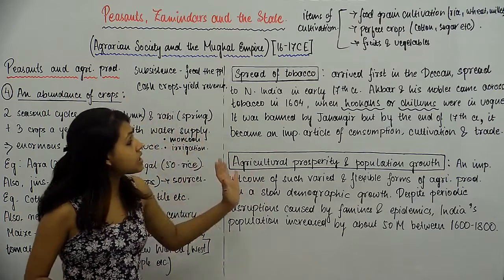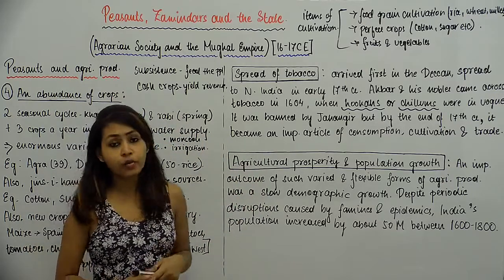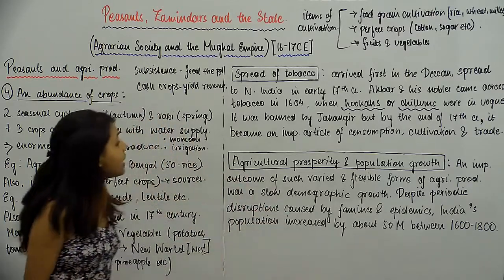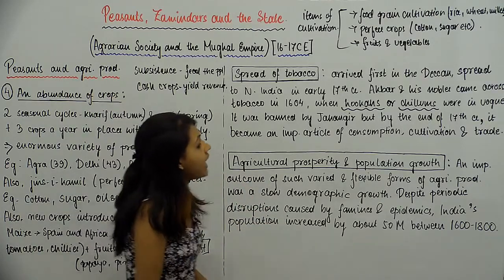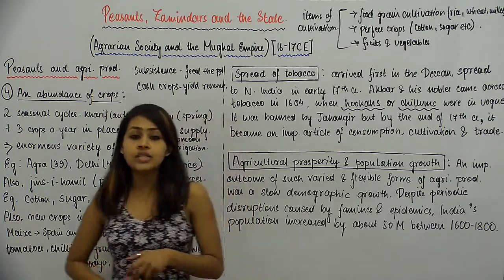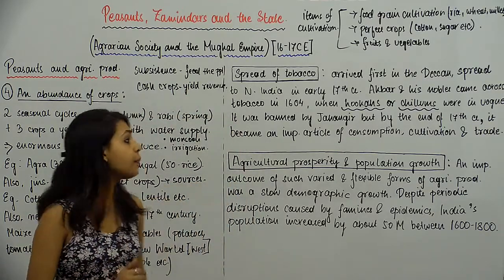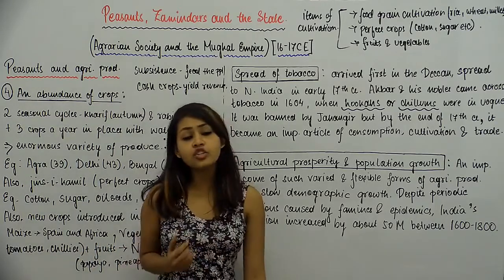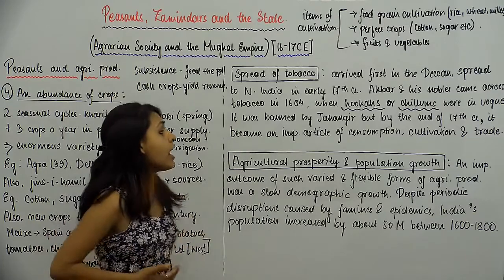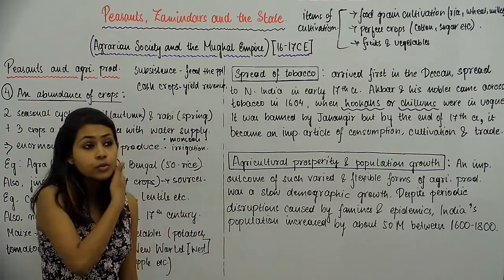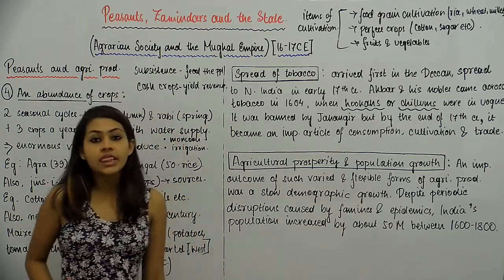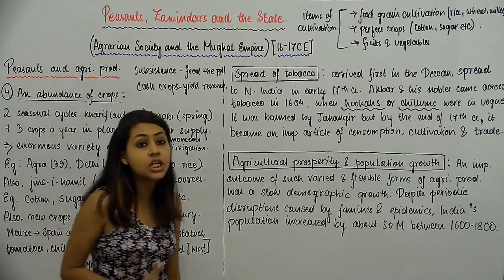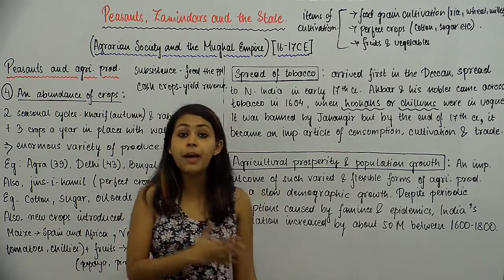So Akbar and his nobles came across tobacco in 1604 when people were smoking it in hookahs or chillums, and it was banned by Jahangir by the end of the 17th century. तो 17th century के later half में जहांगीर जो उस टाइम पे किंग हुआ करते थे, उन्होंने बैन कर दिया था टोबैको को, because he realized that it was something addictive and it wasn't a good thing. So he was concerned by the use of tobacco and he banned it all over the country.